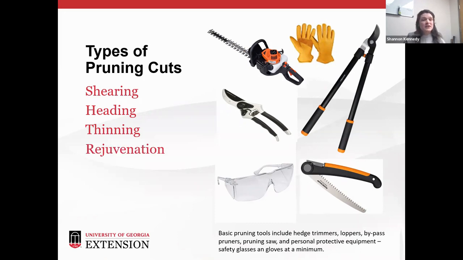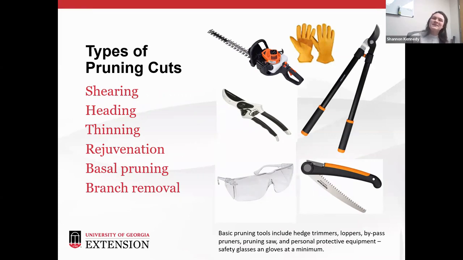There's also rejuvenation pruning, and this is a sort of situation where you have a plant that is in dire straits, or there's something that just went terribly wrong about the form of the plant. Some plants respond well to this, others don't. We'll talk a little bit more about that in a moment. Basal pruning is also an option. It's not mentioned as much or used as much, so we're not going to talk too much about that. And then there's branch removal, which is exactly what it sounds like.